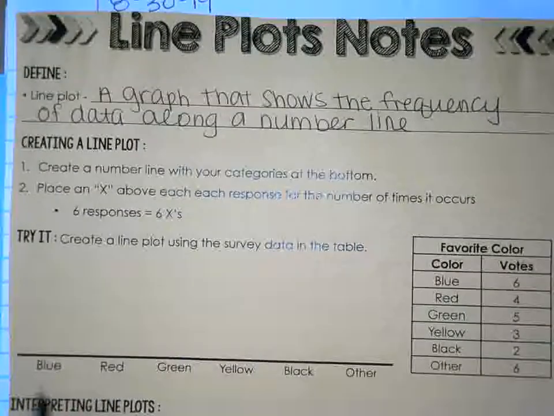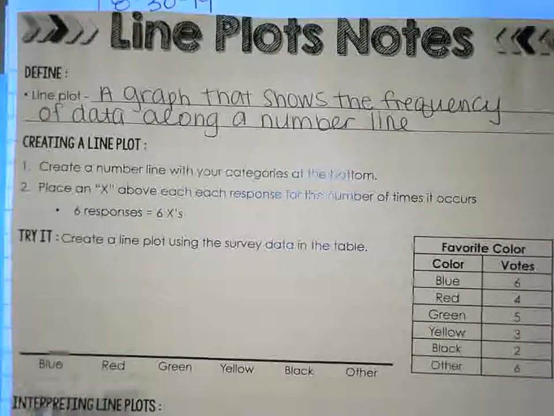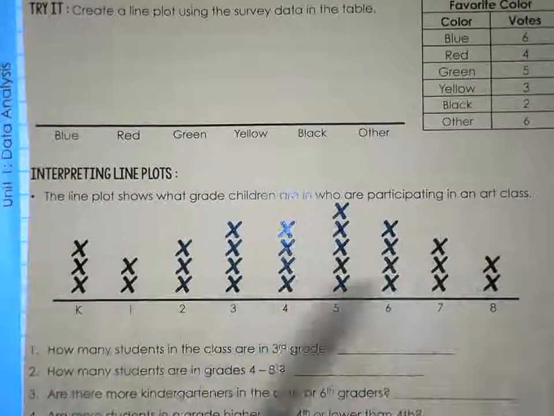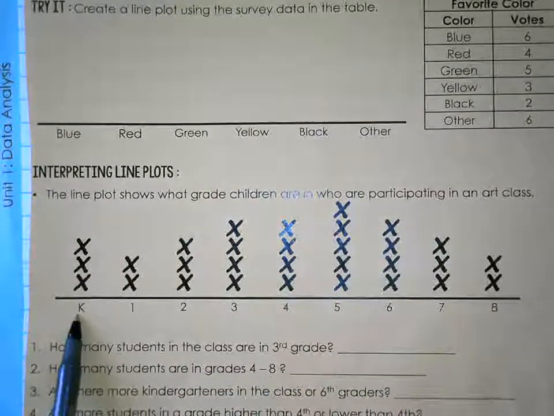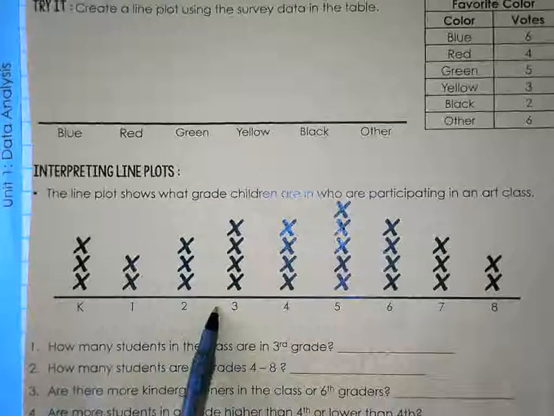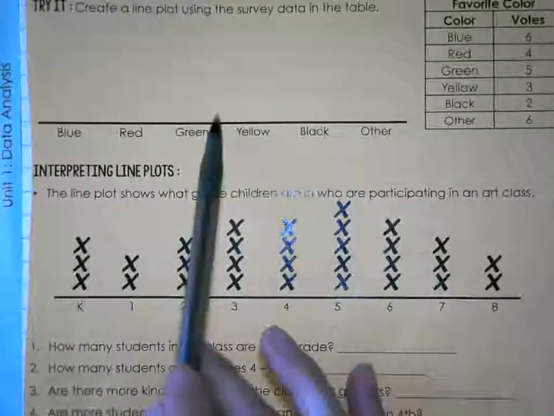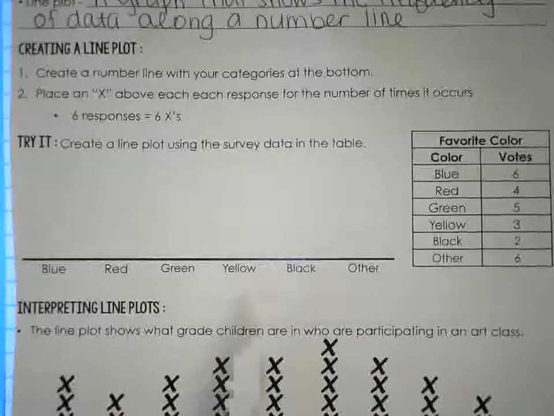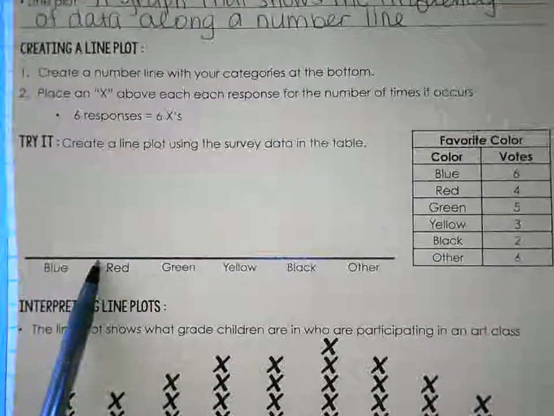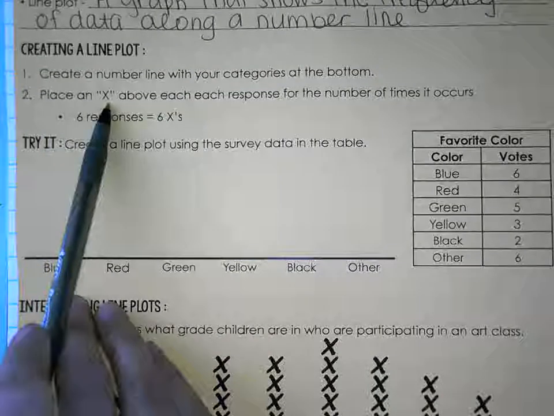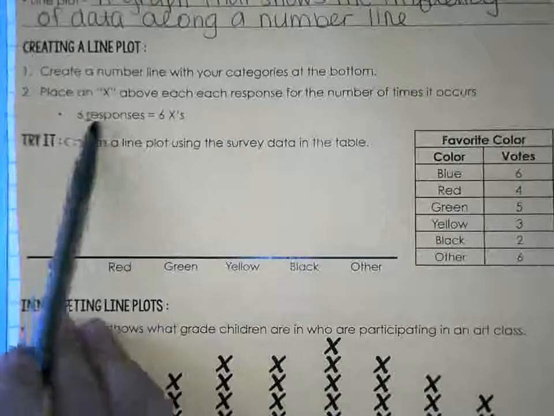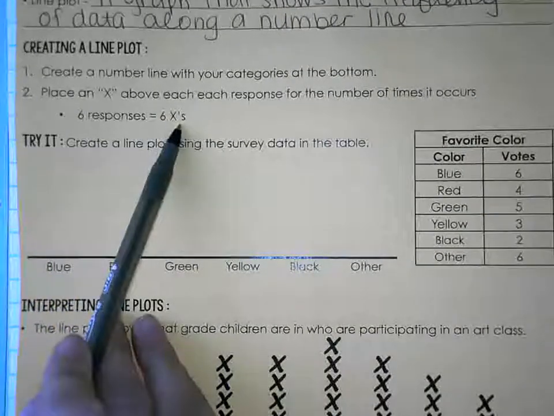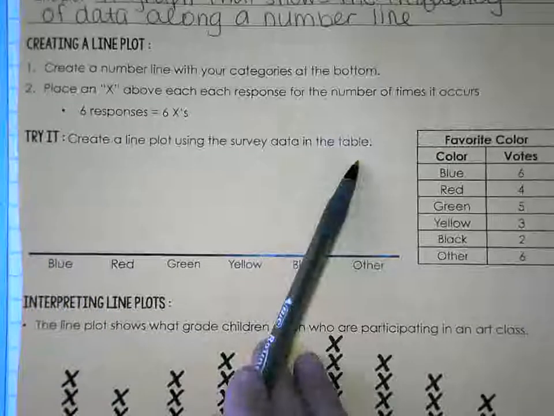You create a number line with the categories at the bottom. So here, for instance, the categories are colors. Another one, categories are numbers, or K for kindergarten in this case. It can be either one. You see a lot more with numbers than you do with words, but you can do both. So create that number line. In this case, it's created for you. Then you need to place X's above each response for the number of times it occurs. So if there were 6 responses, you would need 6 X's.